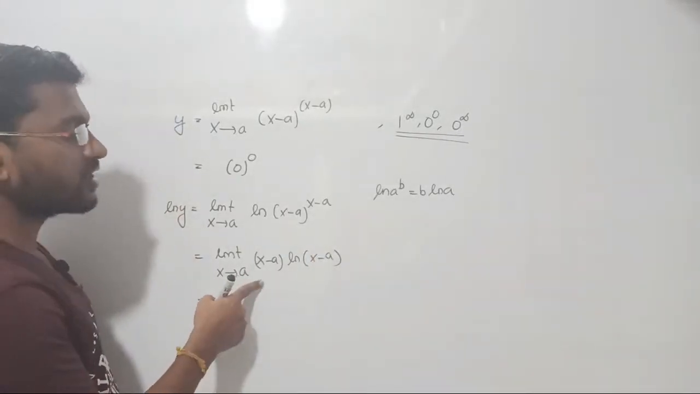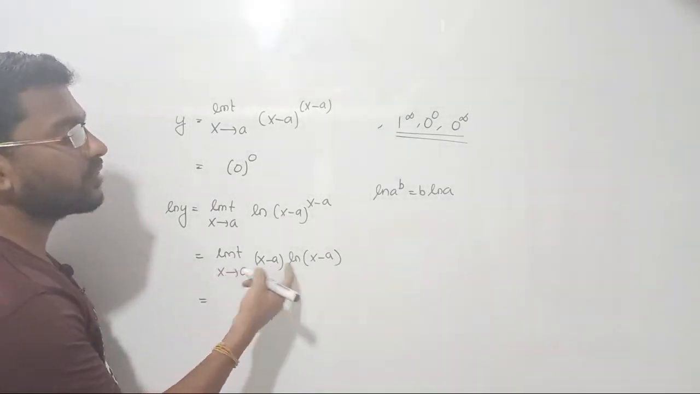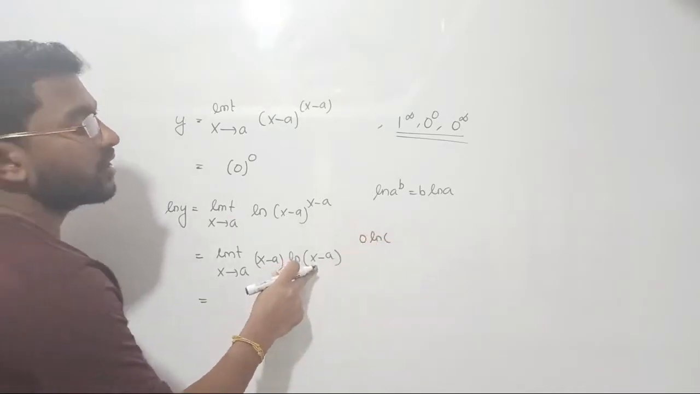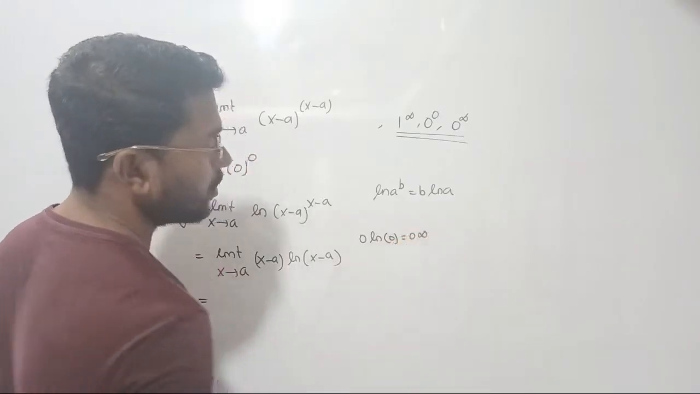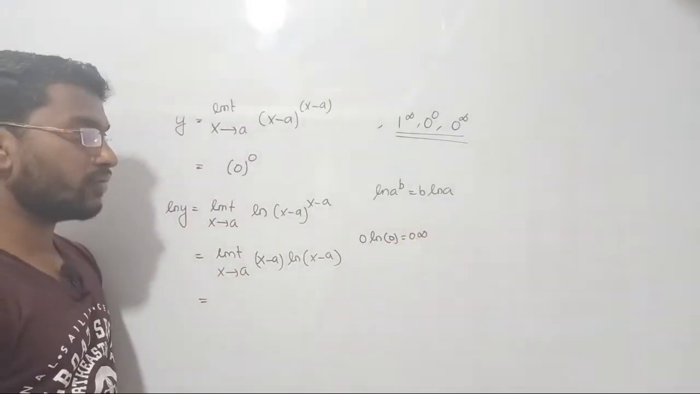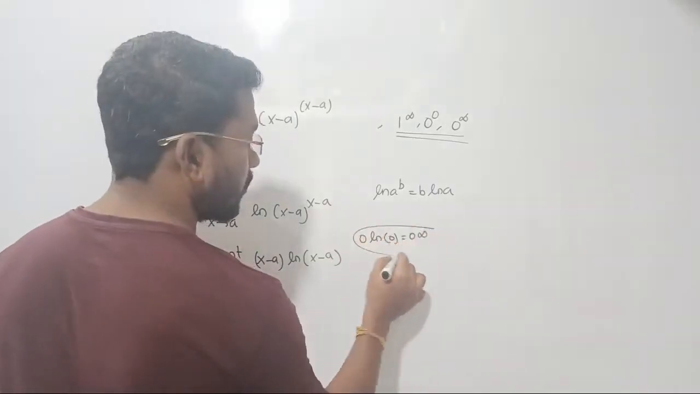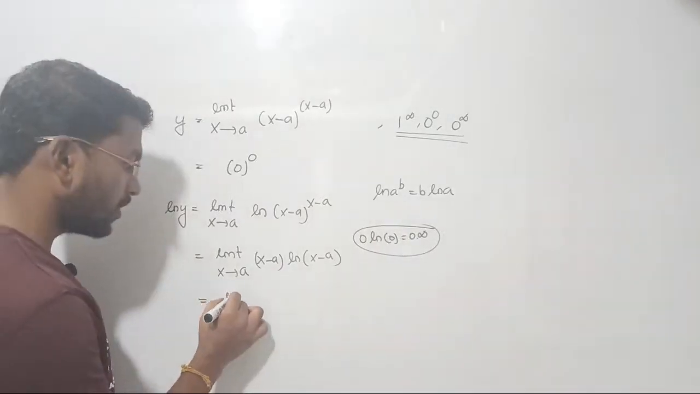Now if I substitute, still I am not getting the proper value. If you substitute a for x, a minus a becomes 0, 0 into ln of, again if I substitute a, a minus a becomes 0, such that 0 into ln 0. Ln 0 will be infinity, so we are getting 0 into infinity. This is also what? Indeterminate form only.